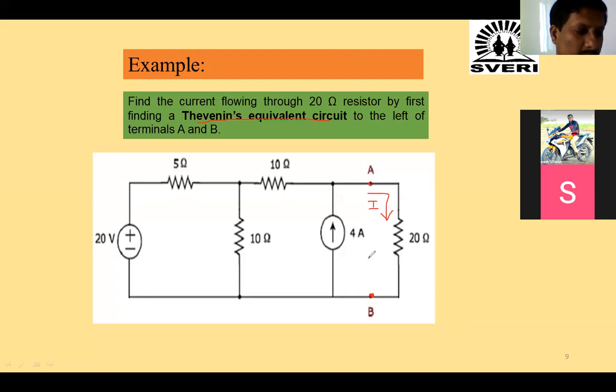How to identify? When the terminal names are not given, you can take the help of the question. What is asking? The current flowing through the 20 ohm resistor. So where is the 20 ohm resistor? Here. The two terminals to which the 20 ohm resistor is connected, these two terminals you can take as the two terminals of the given network. So 20 ohm is connected between these two terminals, and these two are the terminals you can select as the two terminals of the given network.